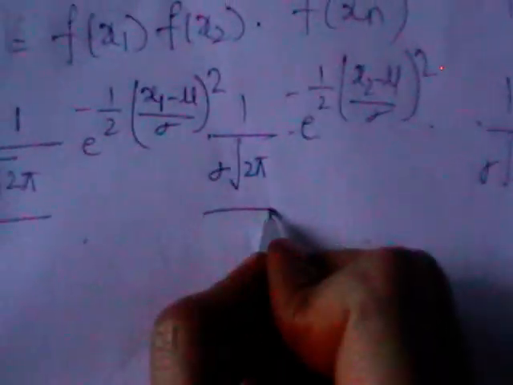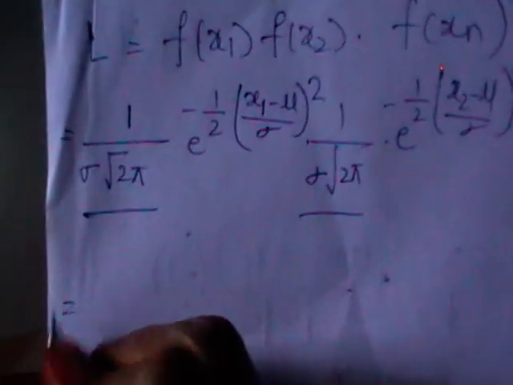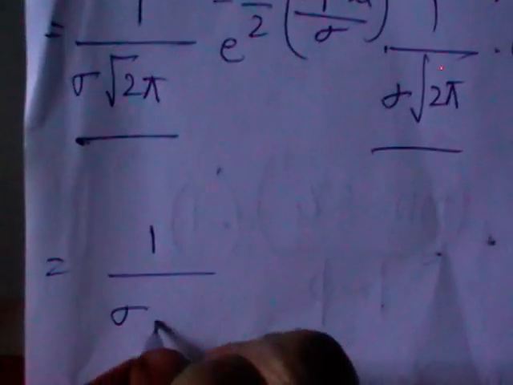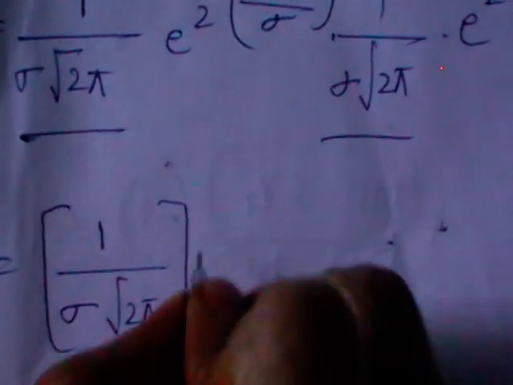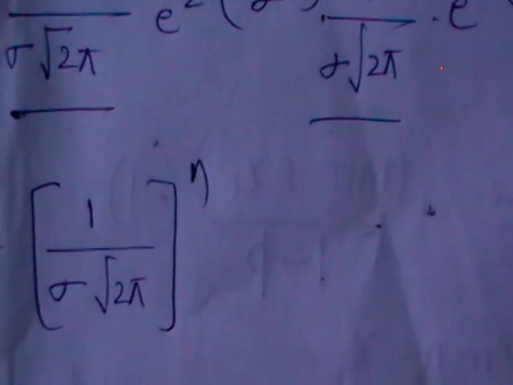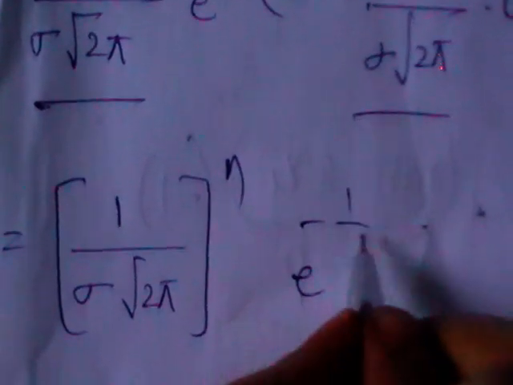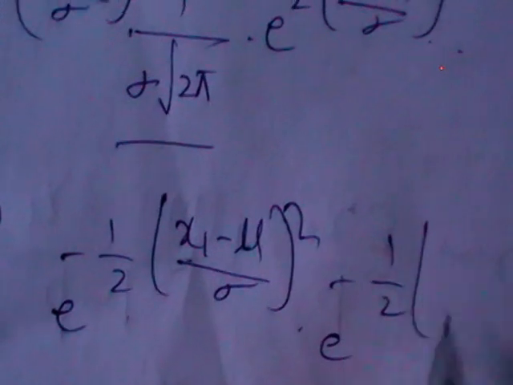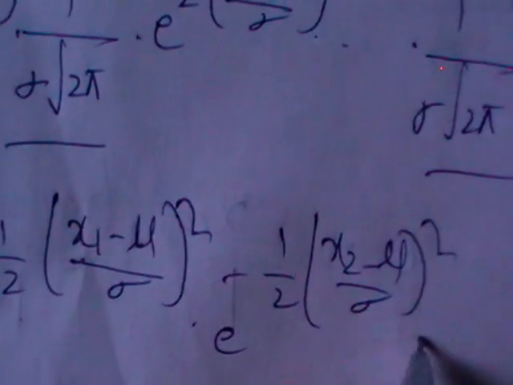So, likewise the previous problems, all these are like terms: 1 by sigma root 2 pi, 1 by sigma root 2 pi, 1 by sigma root 2 pi. We are multiplying that for n number of times, which we can write as (1 by sigma root 2 pi) whole power n. Here we have e power minus 1 by 2 (x1 minus mu by sigma) whole square into e power minus 1 by 2 (x2 minus mu by sigma) whole square, up to e power minus 1 by 2 (xn minus mu by sigma) whole square.